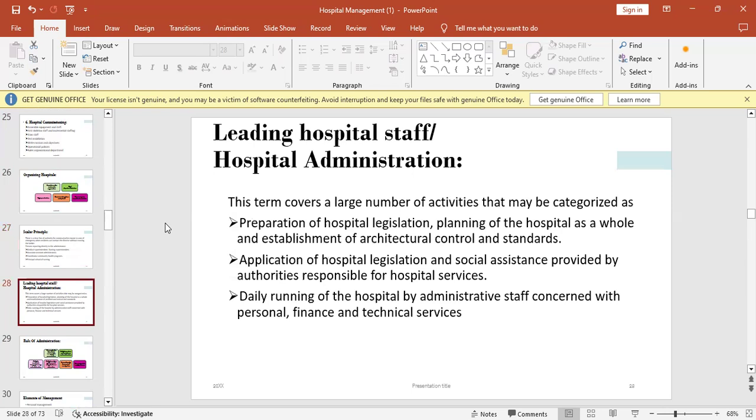Now, leading hospital staff, hospital administration. The term covers a large number of activities that may be categorized as preparation of the hospital, legislation and planning of the hospital as a whole, and establishment of the architecture, control, and standards. Application of hospital legislation and social assistance provided by the authorities responsible for hospital services. Daily running of the hospital by administrators is concerned with personnel, finance, and technical services.